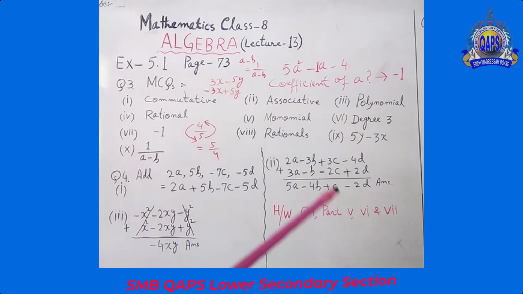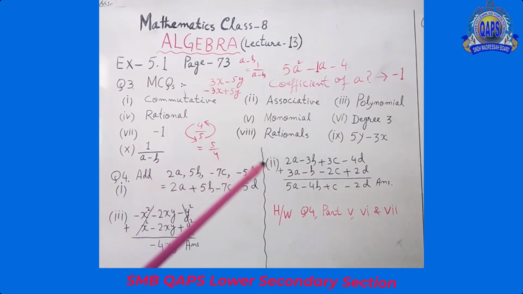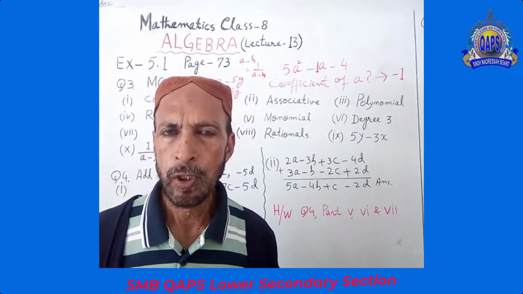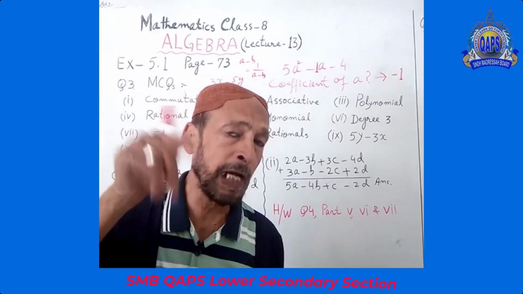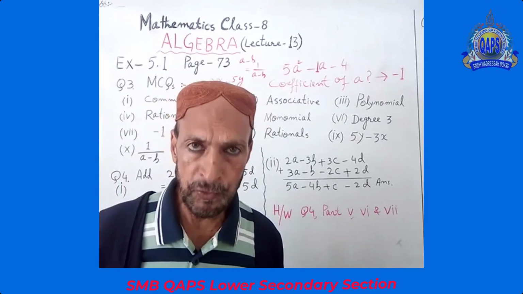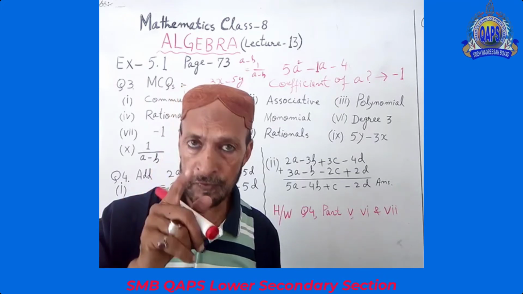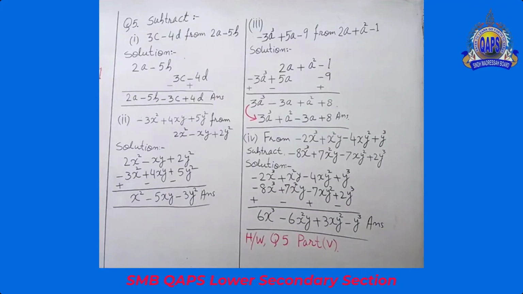I have completed 1, 2, 3 parts of question number 4. I am giving you homework. Question number 4, part 5, 6, 7. You will do it by yourself, and I believe that you can do it. So do this. This is your homework.